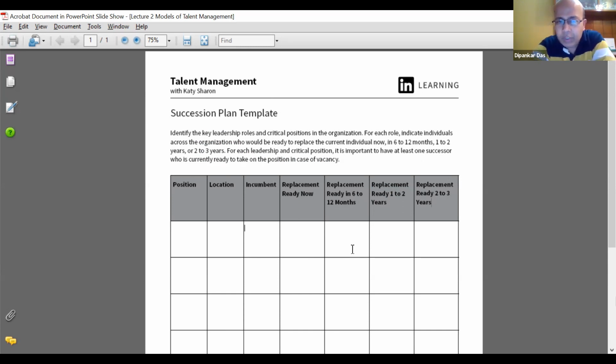And for every critical role that you identify, which we talked about earlier, you can identify the right talent and also the time frame within which this talent will be ready to take over, and also the activities that they need to undertake to be ready for taking over. Any thoughts, any questions?